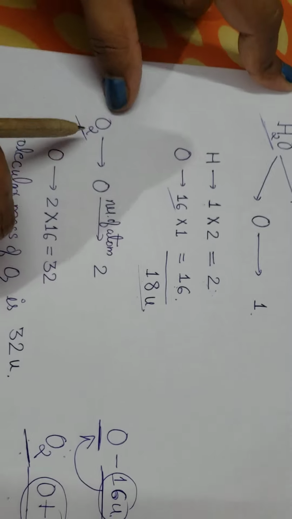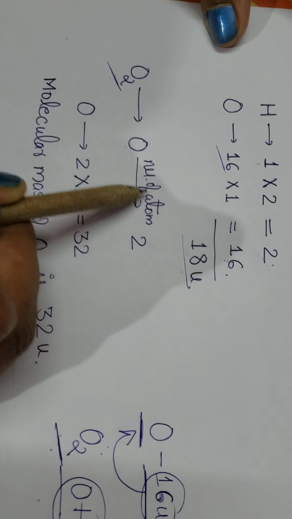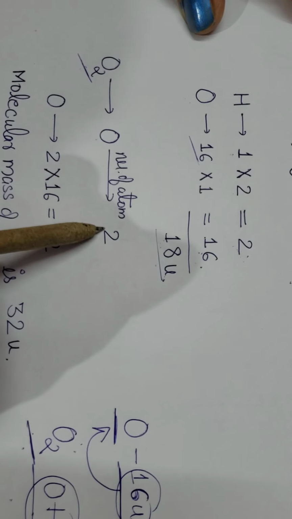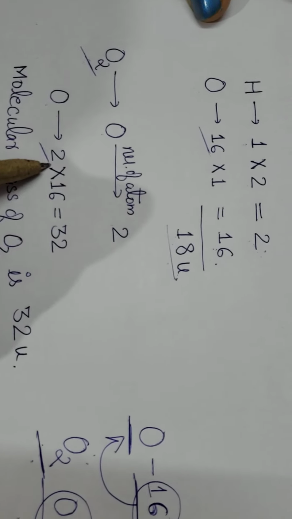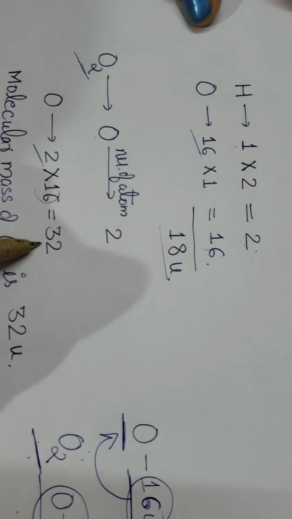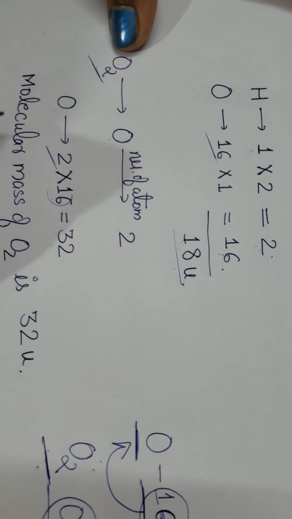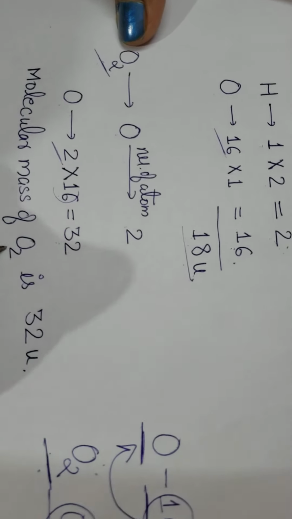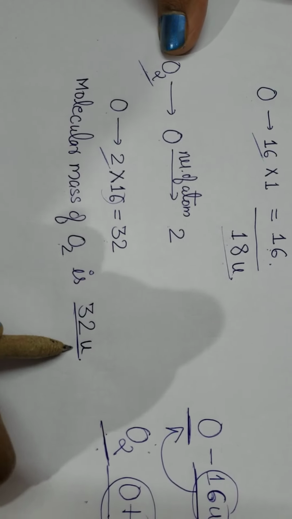So O2, that is the molecule. It is made up of oxygen. How many atoms are present? 2. Now we know there are 2 atoms of oxygen and the mass of oxygen is 16, so it becomes 32. So what will be the molecular mass? Molecular mass of oxygen will be 32U or 32 Dalton.